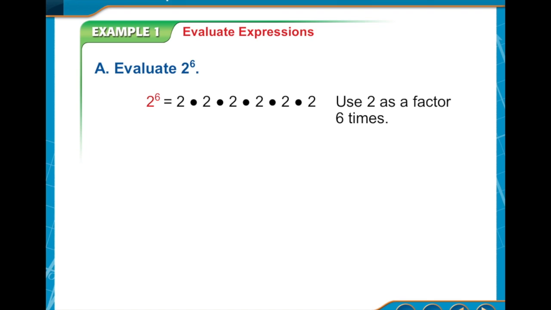So if we write that out, it's 2 times 2 times 2 again, and you keep going until you get 6 factors of 2. So 2 times 2 will give you 4, times 2 again will give you 8. You keep going in that way, you get 16, then 32, and finally you would get 64. So 2 to the 6th power is really just a fancy way of saying 64. So this is example 1a. Your question is 2 to the 6th power. Your solution is 64.